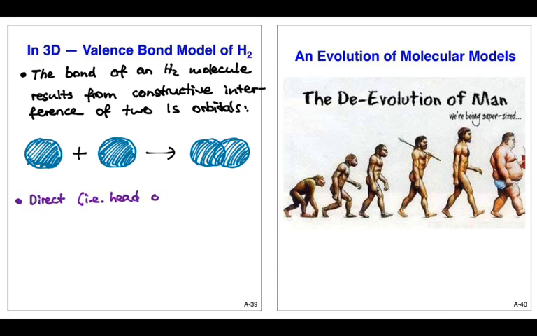Now, in this case, you see we get direct overlap between those 2 1s orbitals, and this can also happen with p orbitals. But in either case, you get a kind of head-on overlap between these orbitals, and then you get a bond which looks kind of like a sphere if you look at it projected along its axis. And so in this case, because it looks like a sphere, it is spherically symmetrical, it's called a sigma bond.